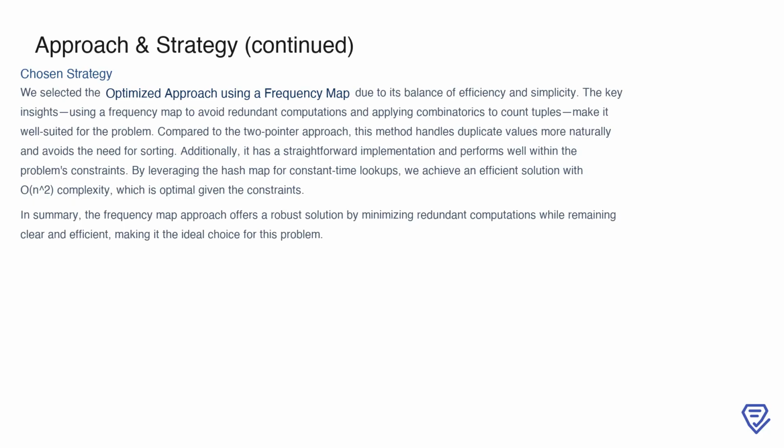With an n squared time complexity and an n space complexity, this approach performs well within the problem's constraints. Ultimately, the frequency map approach stands out as the ideal solution, offering a clear, robust, and efficient way to count the valid tuples while adhering to the constraints of the problem.